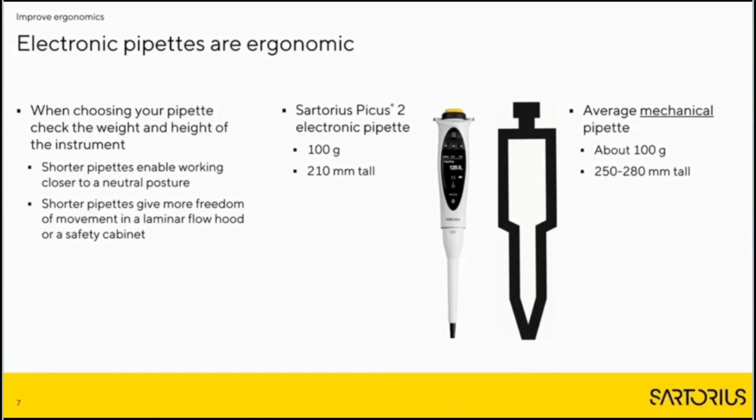Then the weight. Let's take Picus 2 as an example. It's a lightweight electronic pipette. It's as light as a mechanical pipette, so it's easy to lift and use. Even during long periods of time, it doesn't strain the user.